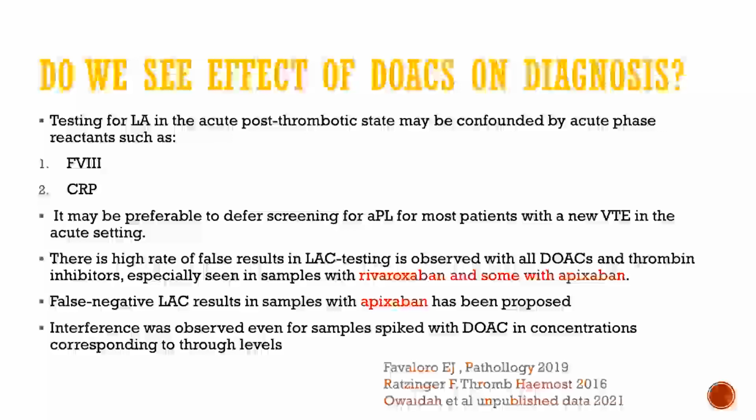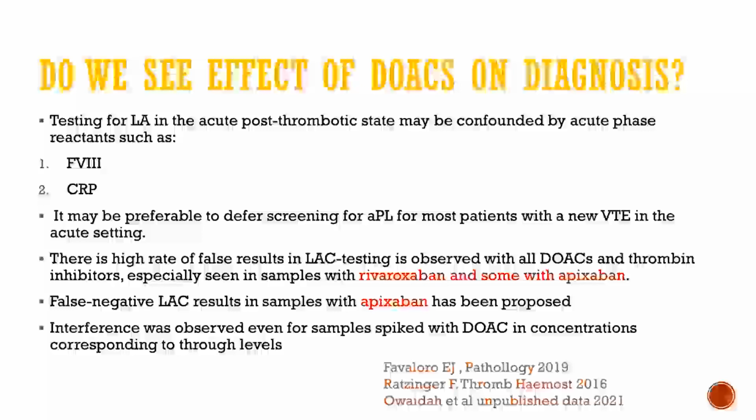We know that testing for LA, because it's a functional test, not an antigen ELISA-based assay, gets affected by an acute prothrombotic state. Patients with high factor VIII or even high C-reactive protein may have a false positive LA. That's why it is recommended to repeat LA after three months from the first, because that's the time when you can clear the acute phase and relieve its effect on the test. It may be preferable to defer testing in acute VTE, and that's what is recommended by most guidelines. You don't need it upfront; you can do it later and confirm it after that.